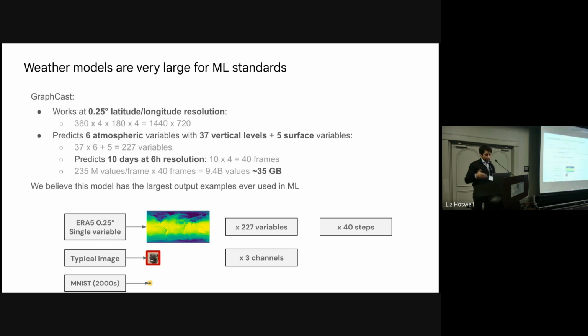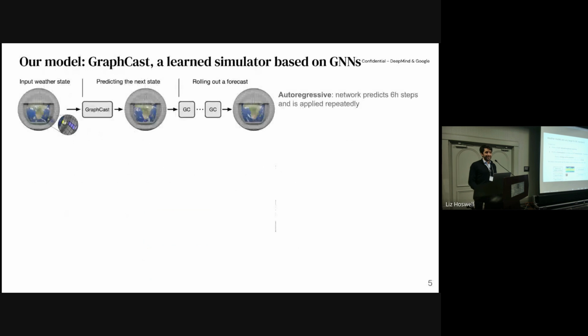But then we have more than 200 variables and then 40 steps. So it's really like a video prediction at very high resolution with lots and lots of variables. So it's really very challenging from a machine learning point of view as well.